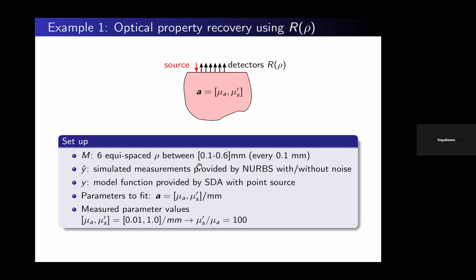I have detectors every 0.1 millimeter out to 0.6. I'm going to simulate my measured data using Monte Carlo with NURBS, with and without noise, and I'm going to use standard diffusion as my model. Because I'm generating the simulated measurements, I know what optical properties I want to find. So it's a test to the model to see, are you going to be able to find these or not? And for standard diffusion, my mu S is greater than mu A, so I'm abiding by that assumption of standard diffusion.